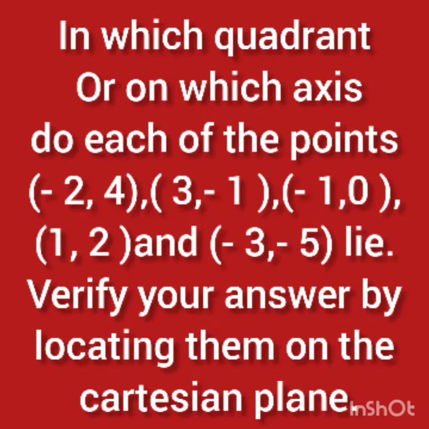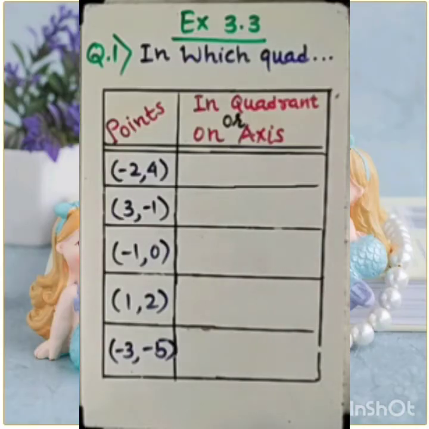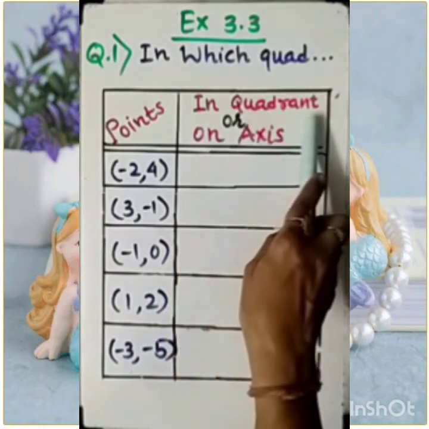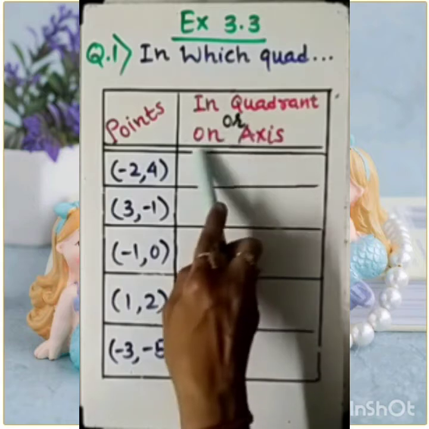So, my dear student, here exercise 3.3 is in front of you, which is quite easy. Fine. What is the question? In which quadrant or on which axis do each of the points (-2, 4), (3, -1), (-1, 0), (1, 2) and (-3, -5) lie? Verify your answer by locating them on the Cartesian plane. Very easy, right? Now you can see on your screen the points I have mentioned in tabular form. We are going to show it nicely. Now here I have mentioned two options, whether the point lies in a quadrant or on an axis.